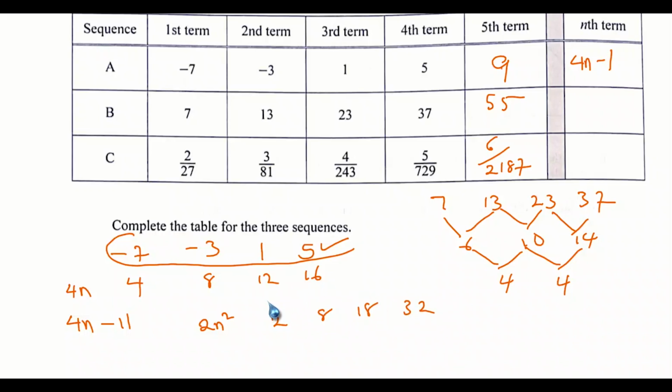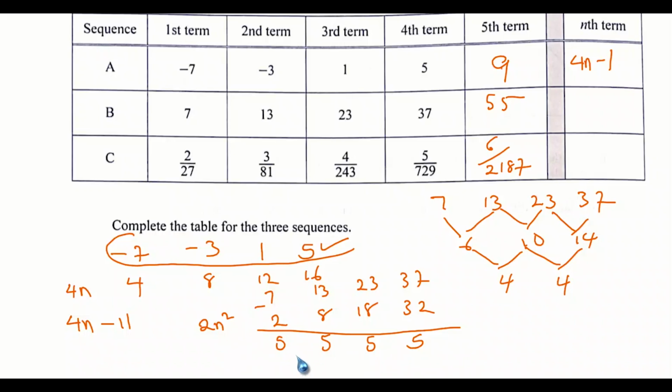So let's write the given sequence up here. That will be 7, 13, 23, and 37. So we need to subtract this. So that will be 7 minus 2. That will be 5. 13 minus 8 is 5. 23 minus 18 is also 5. 37 minus 32 is equal to 5.